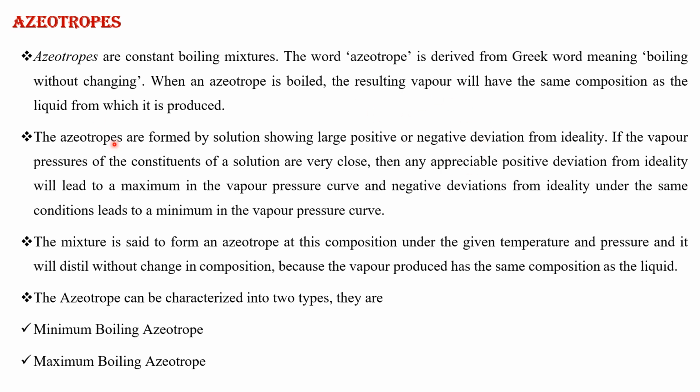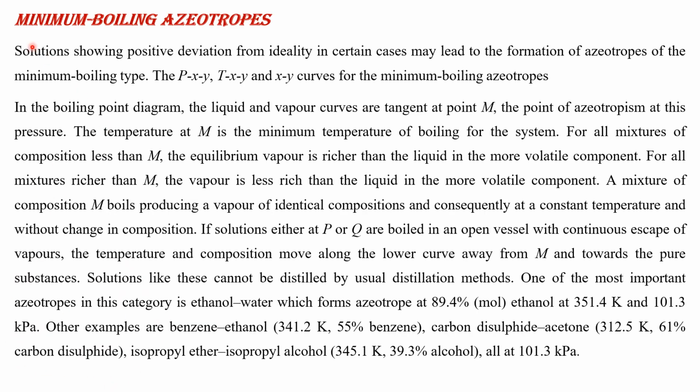If the deviation is positive, it leads to the maximum in the vapor pressure curve, and if the deviation is negative, it leads to the minimum in the vapor pressure curve. As I said before, the azeotrope is characterized based on the deviation, which gives the minimum boiling azeotrope and the maximum boiling azeotrope. These are the types of azeotropes.